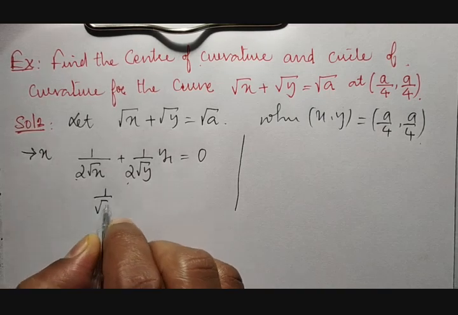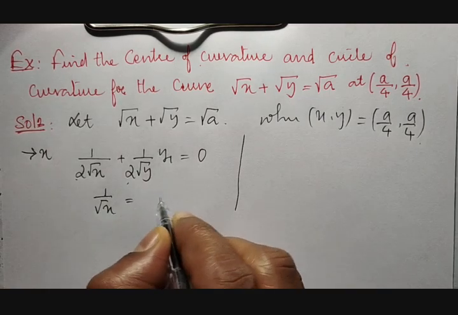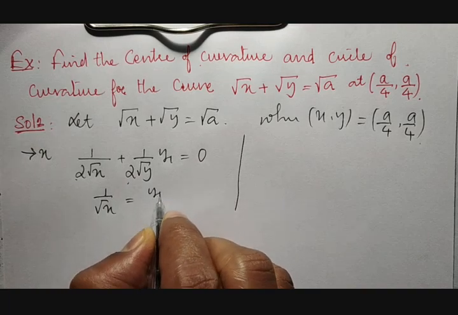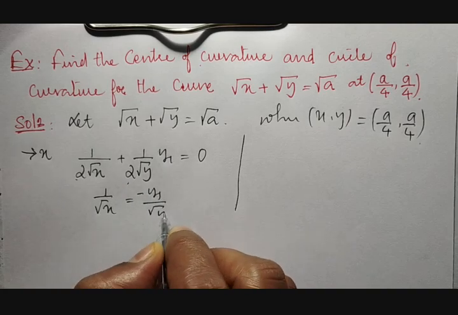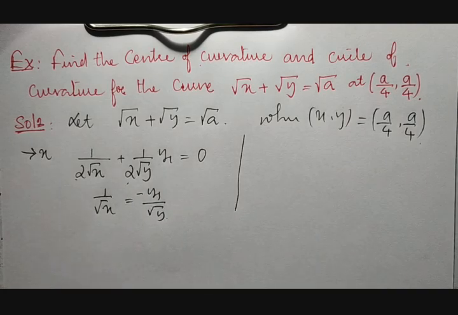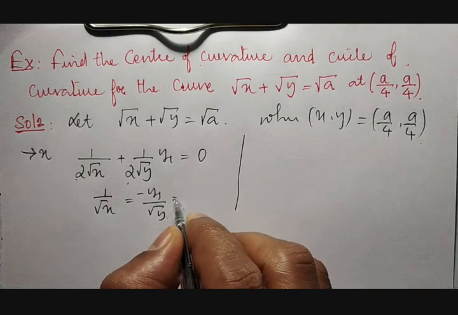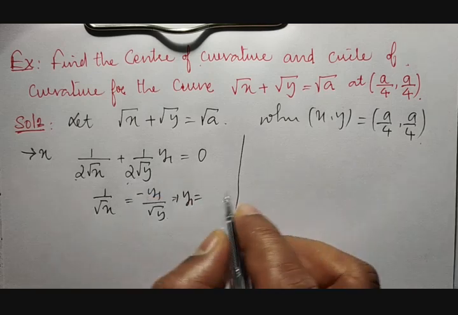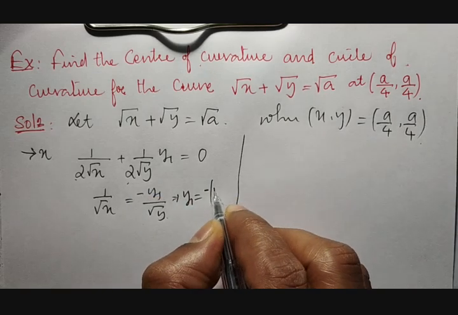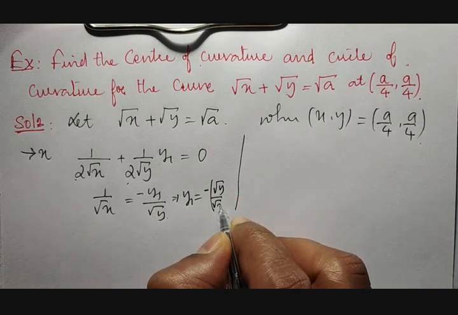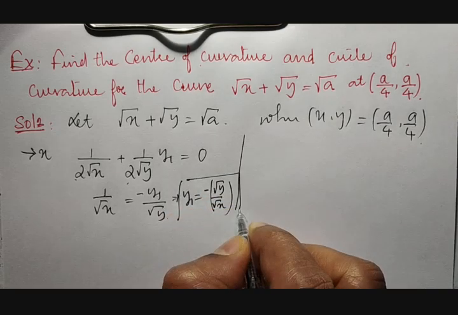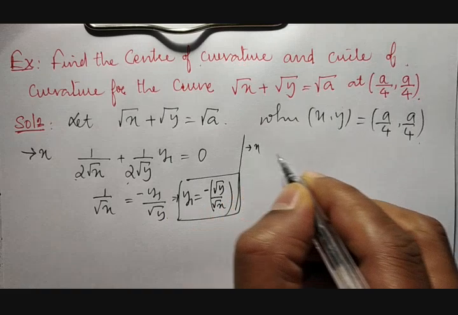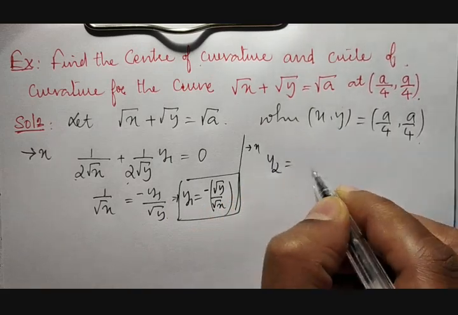Therefore, 1 divided by root x is equal to minus y1 divided by root y. Therefore, what is y1? y1 is equal to, I'll keep it here, then it will be sent to the other end. Then it is minus root y divided by root x. So this is y1. Then differentiate this y1 with respect to x to get y2.